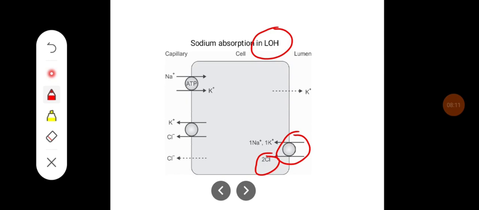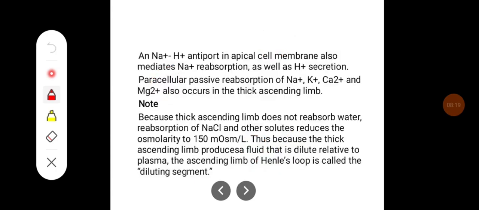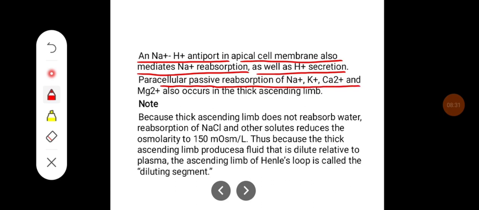And whatever the reabsorbed sodium, it will be pumped into the capillary by the sodium potassium pump. And sodium hydrogen antiport in the apical membrane also mediates sodium reabsorption as well as H plus secretion. Paracellular passive reabsorption of sodium, potassium, calcium and magnesium also occurs in the thick ascending loop.